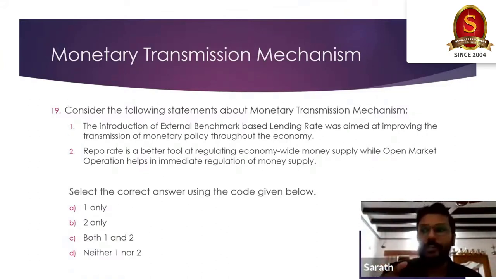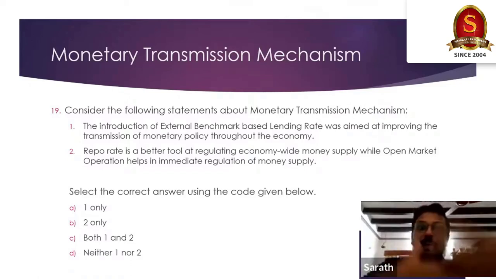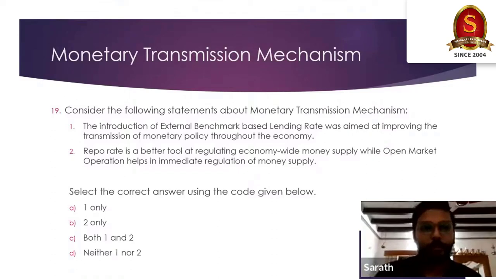For an economy-wide change, when repo rate increases, banks' lending rate increases, and banks' deposit rate also increases. As a result, more people deposit, common people also deposit more money into the banks, and they borrow less money from the bank. So a greater economy-wide impact can be seen through repo rate. So the second statement is also correct. That's why both the statements here are correct.